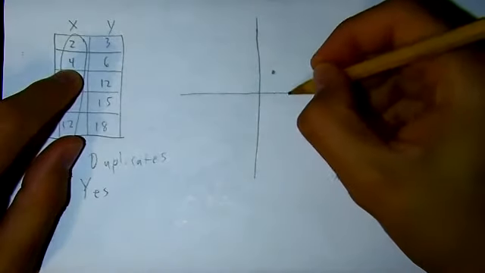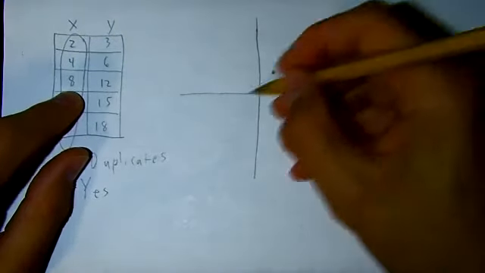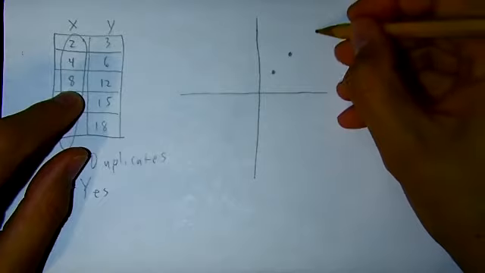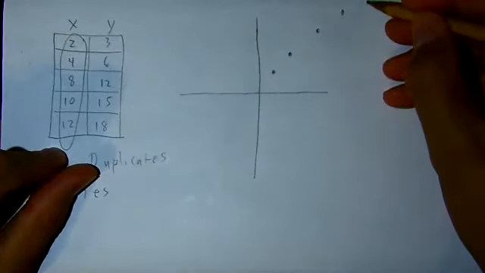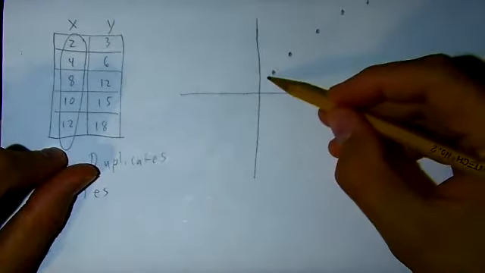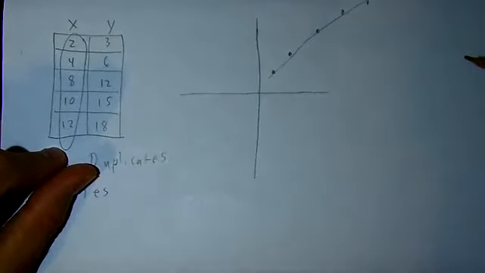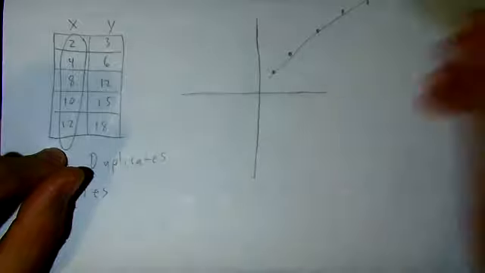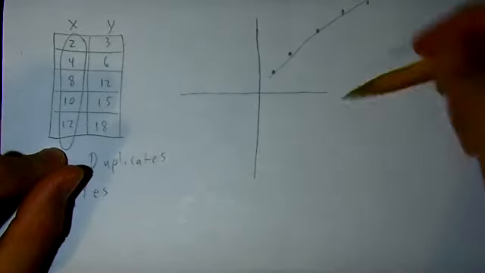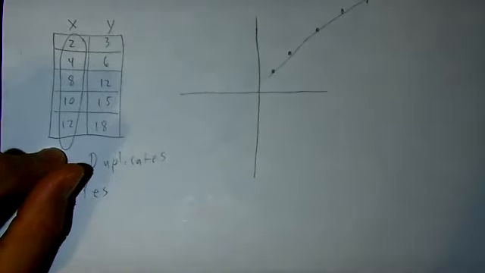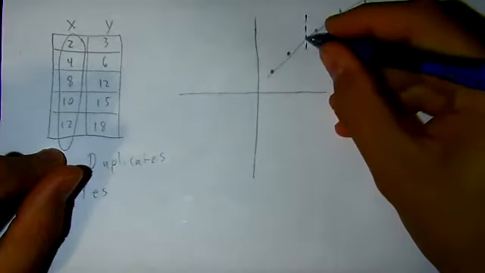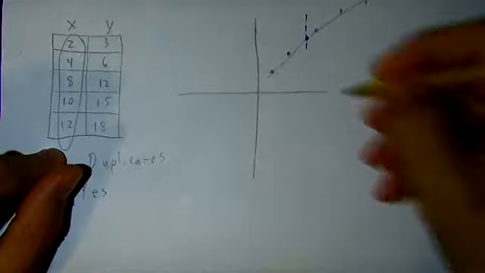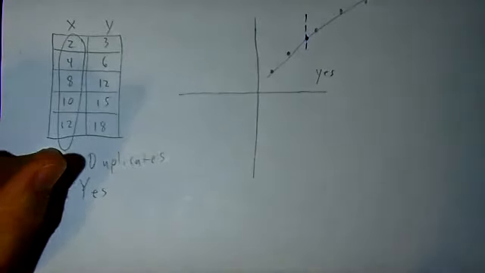4, 6 would be 4 over, 6 up. 8, 12 would be 8 over, 12 up. 10, 15, 12, 18, somewhere up there. And you can see that it sort of forms a straight line. It doesn't matter if it's perfectly straight or curved. What's important is that no matter where you draw your vertical line test, you're only crossing one time. So that's what makes it a yes.